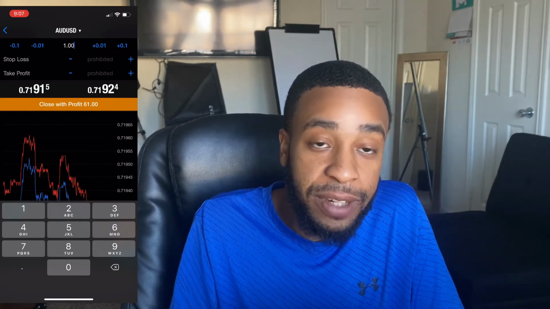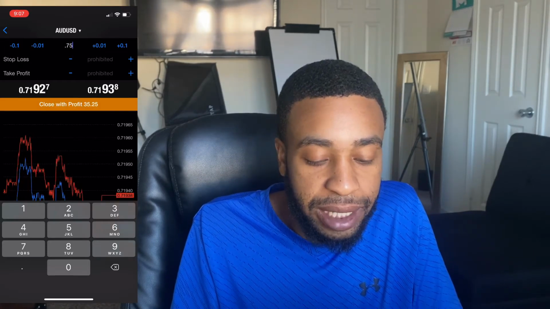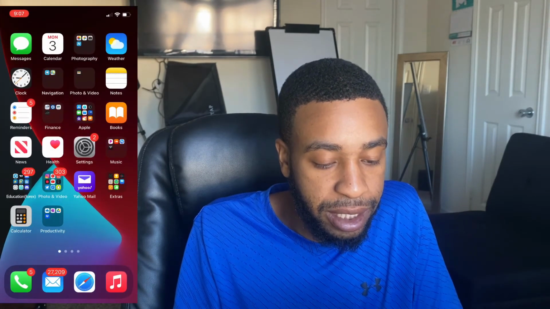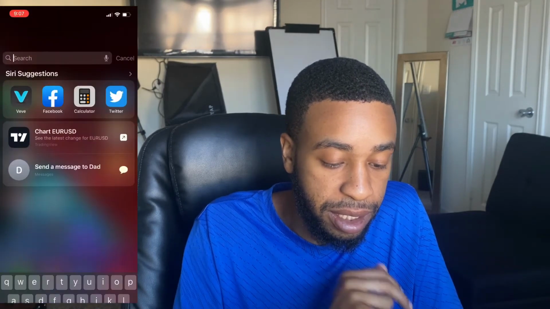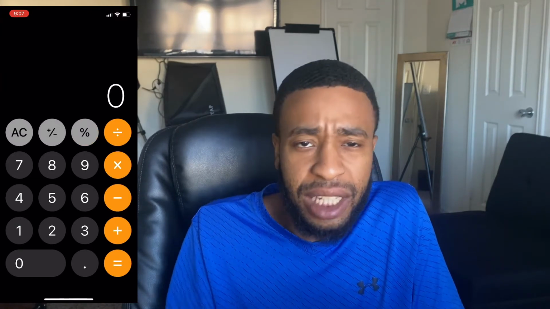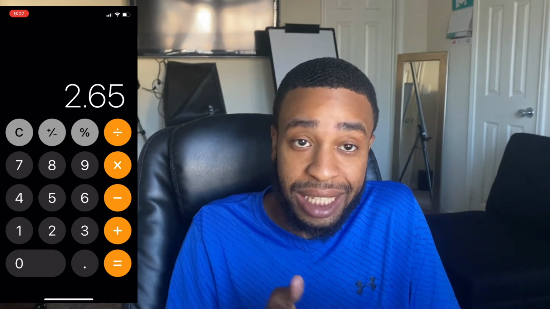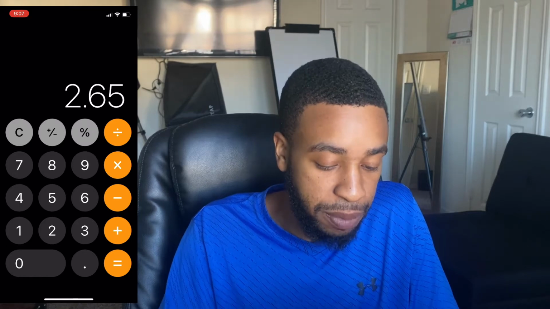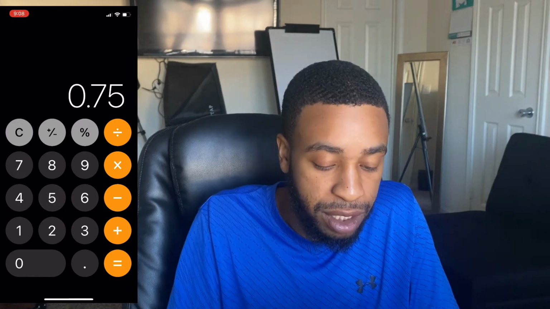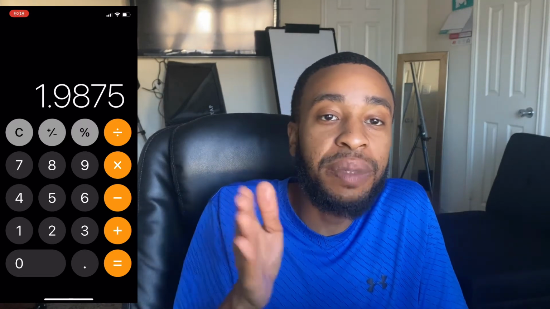So what is 75% of 1.00? 0.75, right? And if you guys ever get confused and don't know what 75 or 50% of this is, let's go to the calculator. If your lot size is 2.65 and I multiply by 0.75, if you guys remember math, this equals 75%, right? So that means you would do 1.98. That is what you would be closing out.